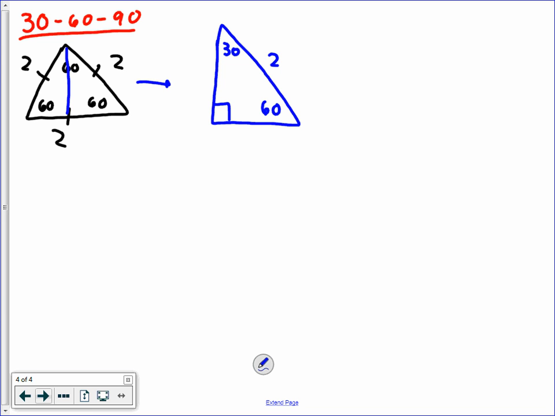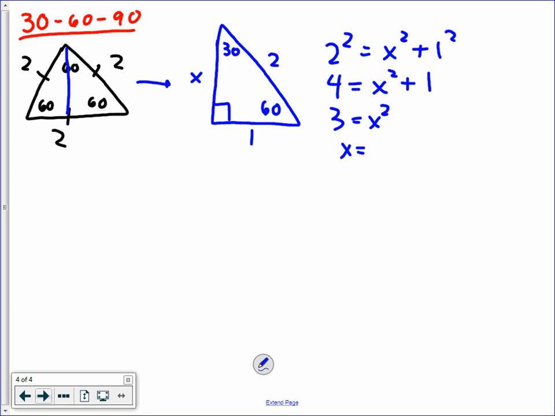Tell me what the bottom length is going to be and why. One? How'd you get one? This is why we did 2 to start with, right? And this is going to be X. Can somebody tell me how to find X, please? Very good again, okay? So it's going to be 2 squared equals X squared plus 1 squared. 4 equals X squared plus 1. 3 equals X squared. X equals root 3.